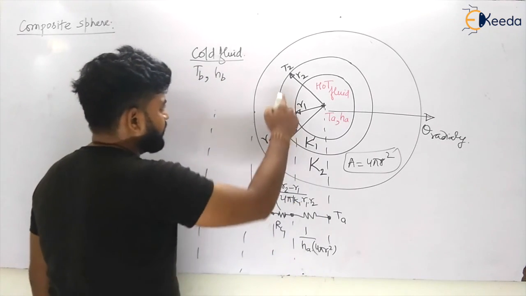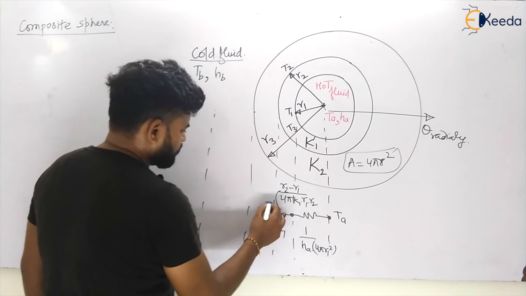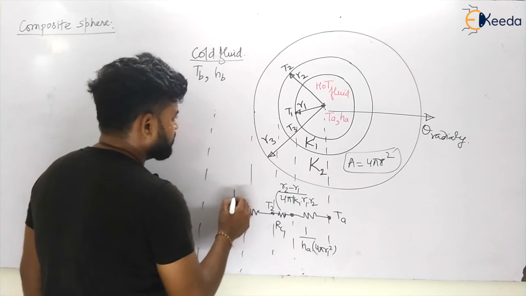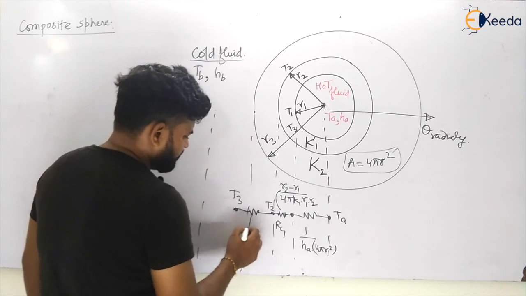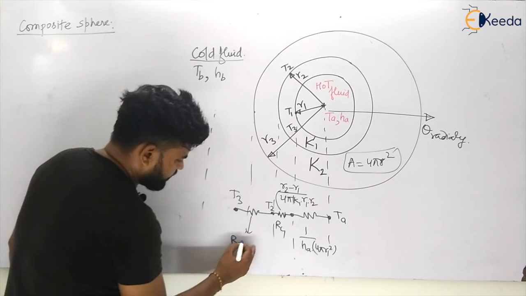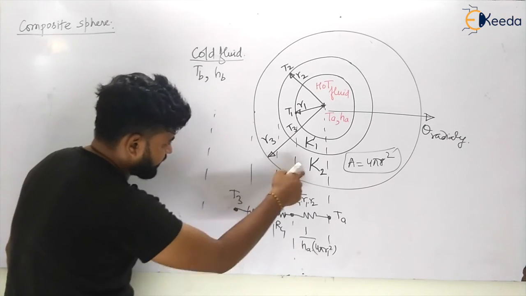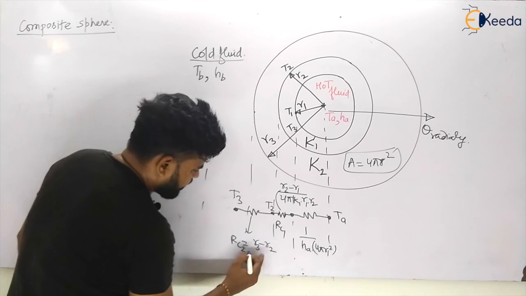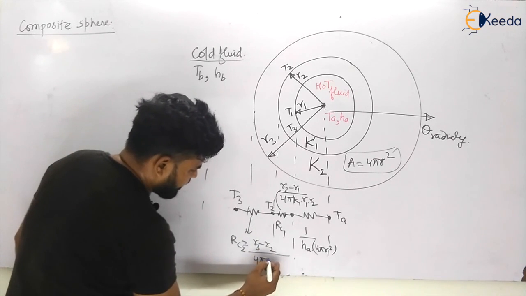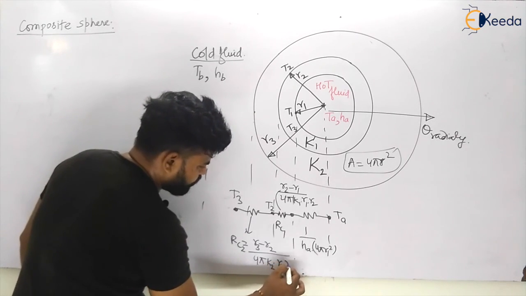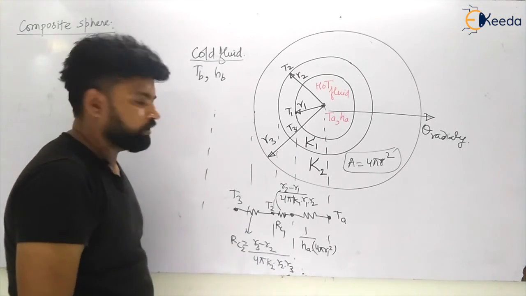Now I am talking about that temperature T2. This is your temperature T2, and let us say this is your temperature T3. So there will be some resistance. Yes, this will be your RC2, that is conductive resistance 2 for the insulation K2. So this will be R3 minus R2 divided by 4 pi K2 multiplied by R2 R3.